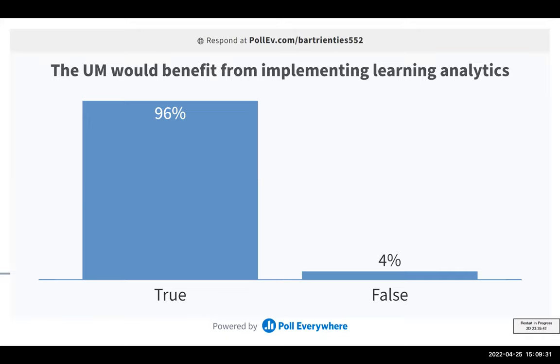But I am not going to be able to say that this would work 100% going forward, because there's still uncertainty about where we're going. Are we going back to face-to-face?